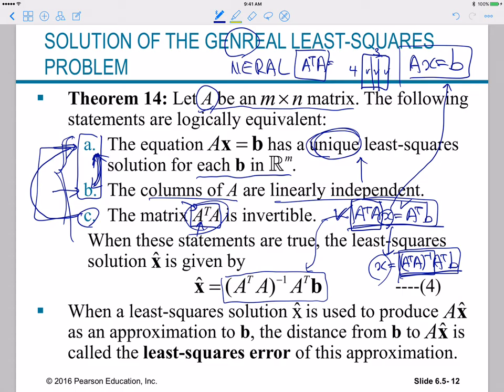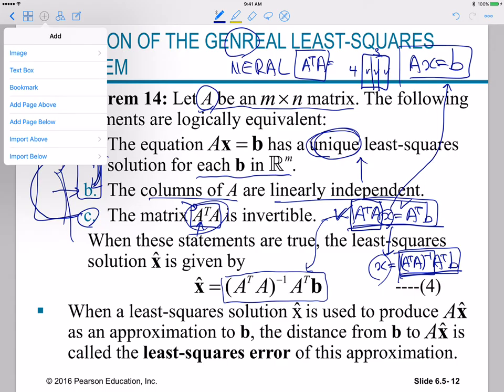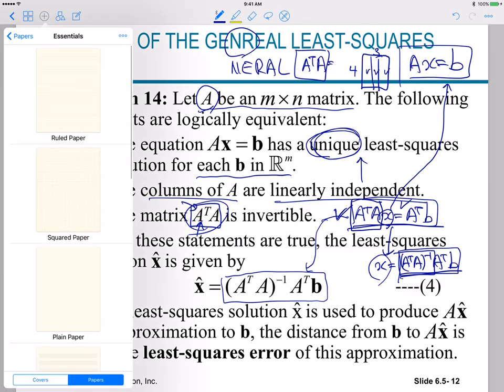Okay. And then let's mention one more thing. Personally, I think this is an important thing. So this least square solution x hat is obtained, I'm just rewriting it, in this form, right? So this is your least square solution, okay?